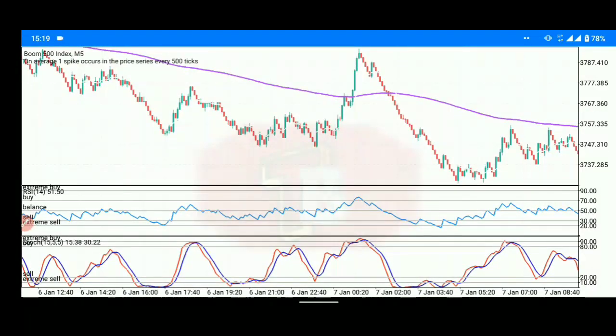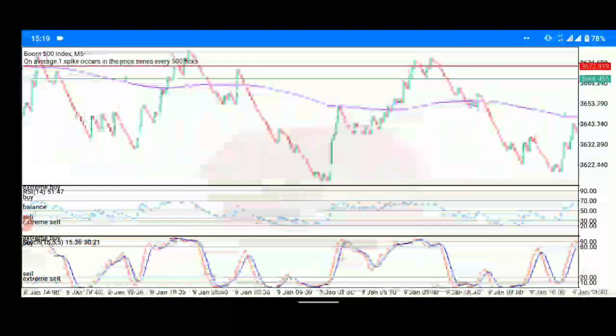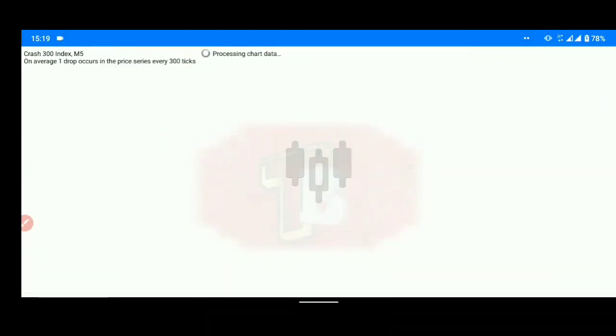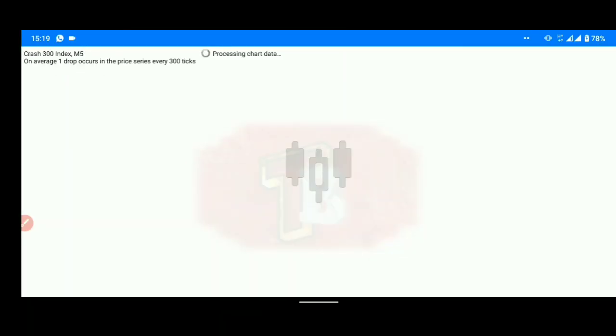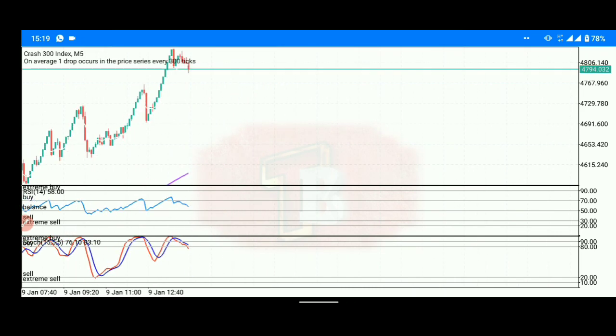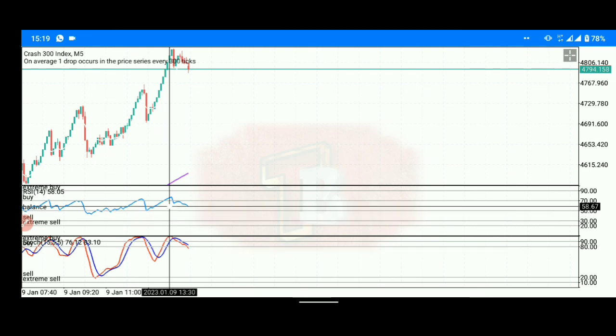Remember, in Boom we are buying, we are not selling. And in Crash, we are selling. Let's check Crash 300. Sometimes Crash 300 used to misbehave. Okay, it's the same thing. Just watch.